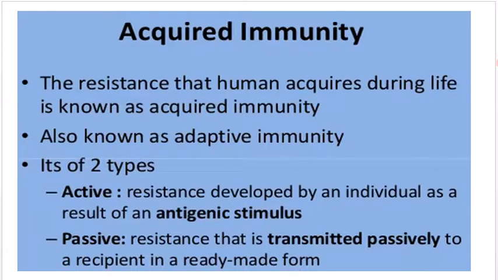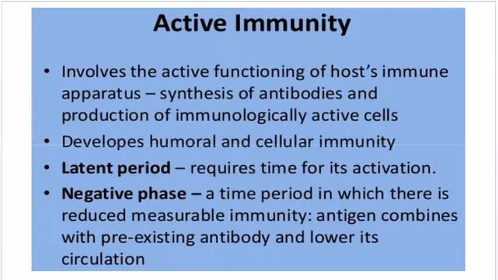Here what I'm going to show you is the acquired immunity, which we have already discussed earlier. This immunity helps to resist certain microbes entering your body, and it is of two types, active and passive, which we already know. Let's look at these now. When we say active immunity, it is the involvement of the microbe itself.